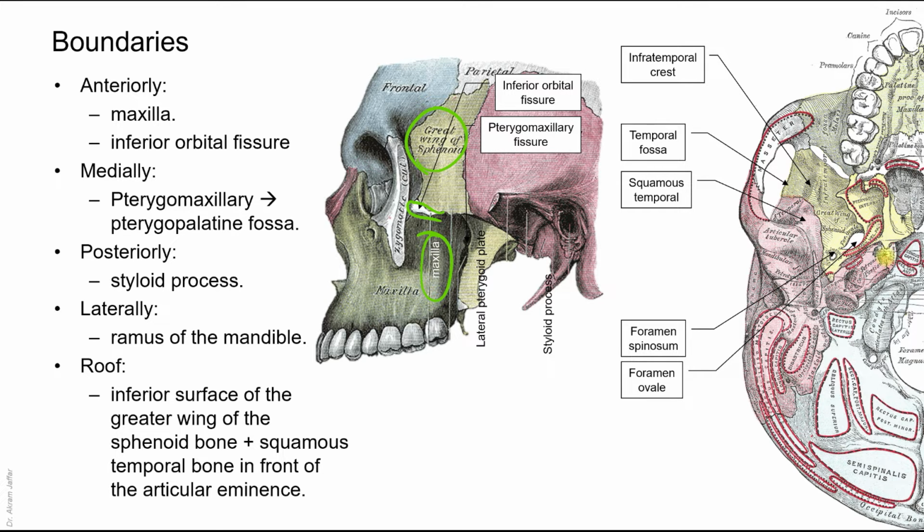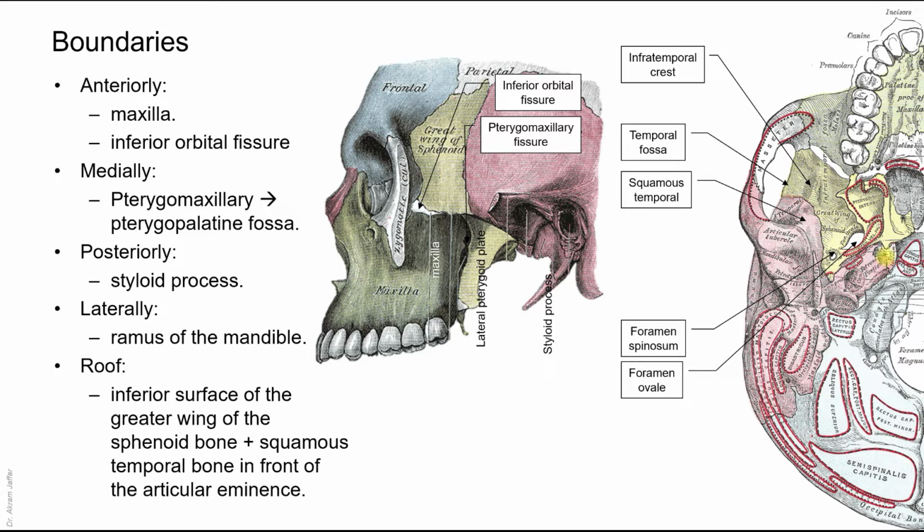The medial boundary is the lateral pterygoid plate. As it approaches the posterior part of the maxilla, it leaves between it and the maxilla a fissure, which is called the pterygomaxillary fissure. Posteriorly, it is the styloid process, which is part of the temporal bone, and the muscles and ligaments that are attached to the styloid process, and collectively they are called the styloid apparatus.